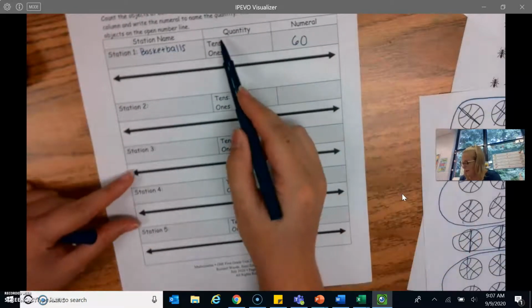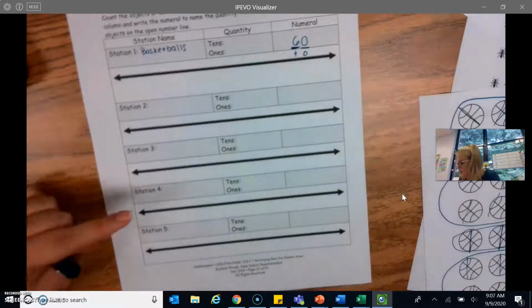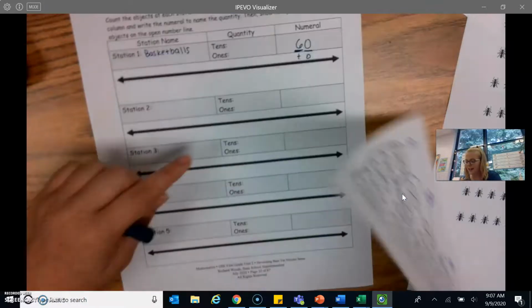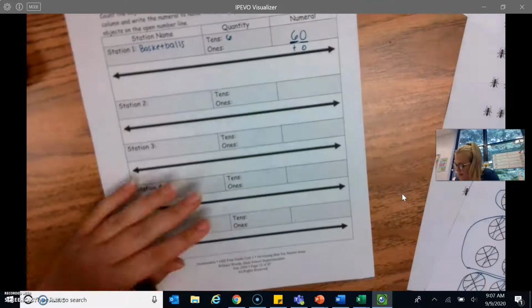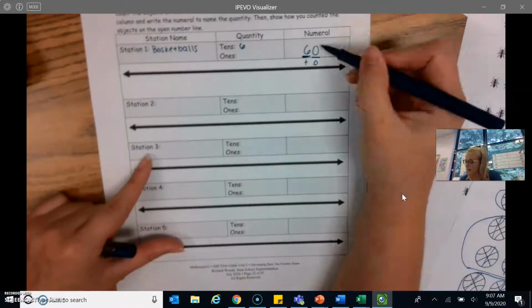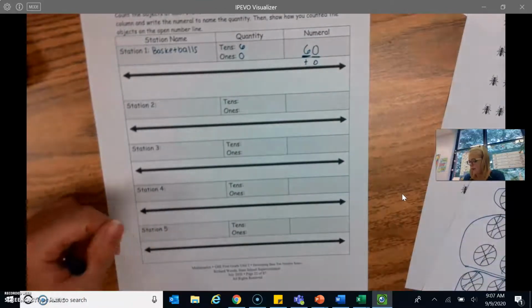Alright, now let's see. How many 10s do I have and how many 1s? Remember, this is the 10s and this is the 1s. I can also look, how many groups of 10 did I have? I had 6 10s, so I had 6 groups of 10s. How many 1s do I have? I don't have any 1s, 0 1s.